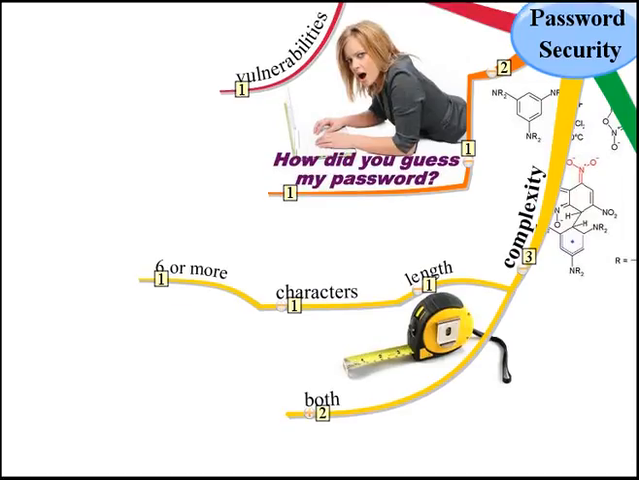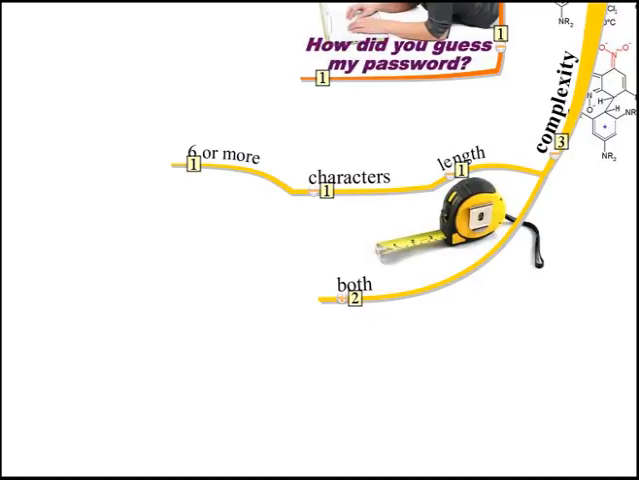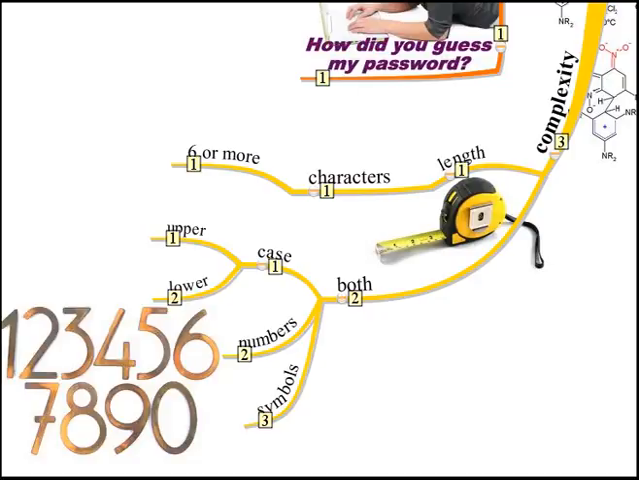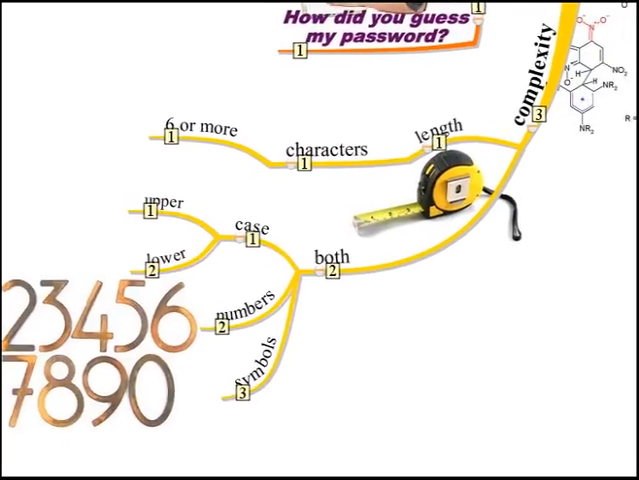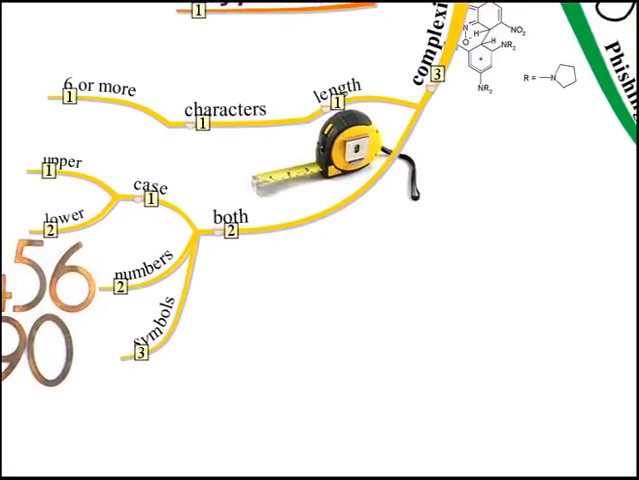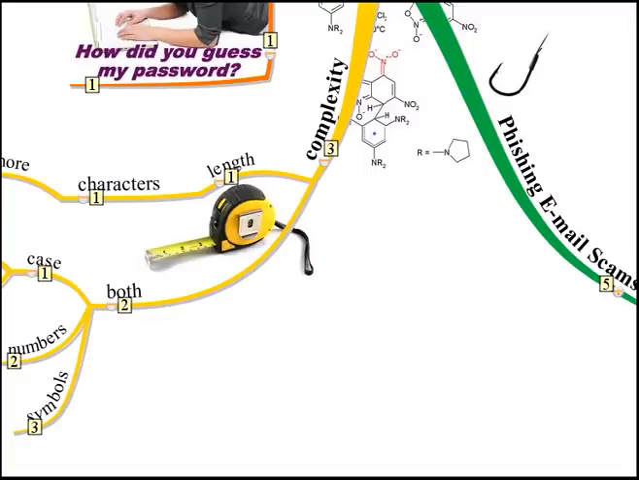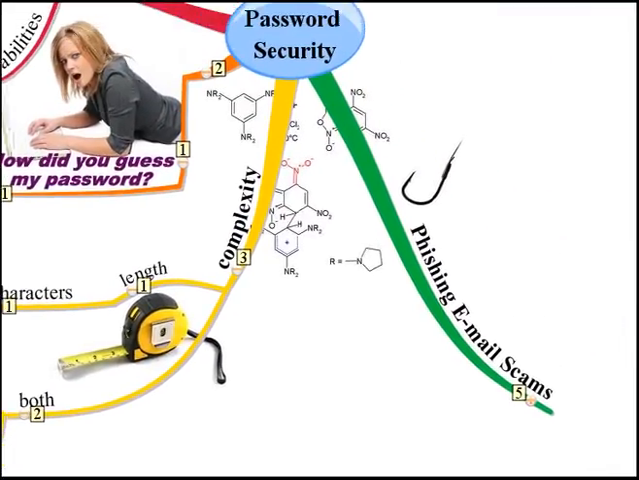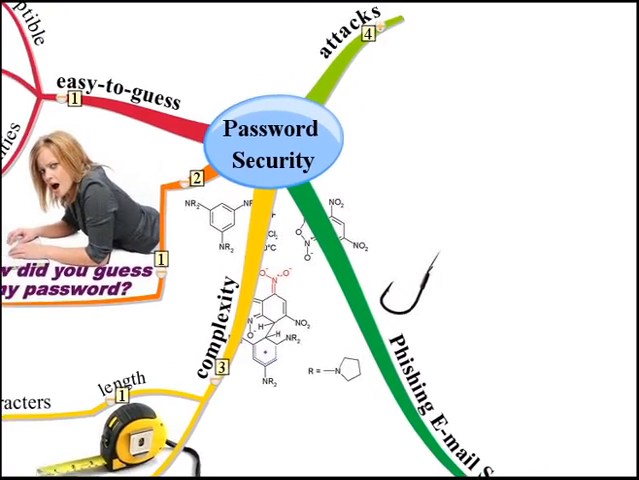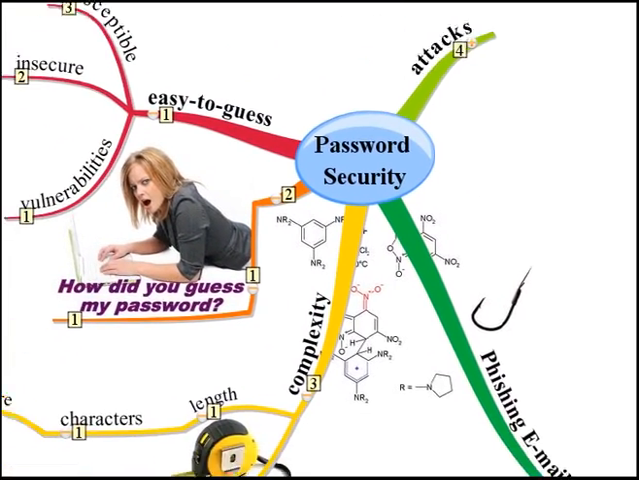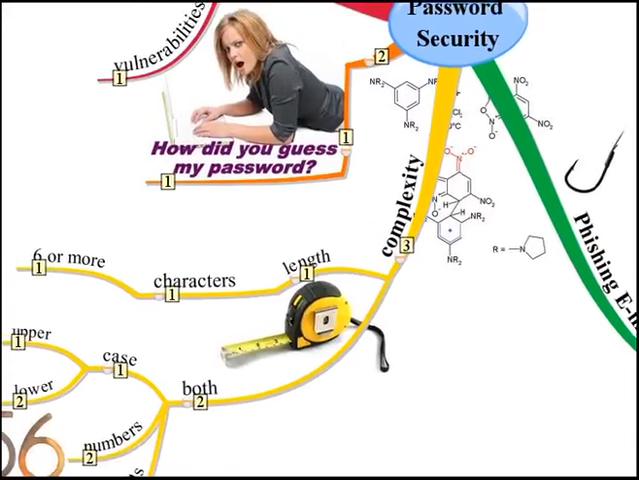Any word that can be found in the dictionary should not be used, because password cracking programs can easily find your password by trying every word in the entire dictionary in a short time. Personal information such as birth dates or names of family members and pets should never be used, because anyone who knows your personal information can use this information to try to guess your password.